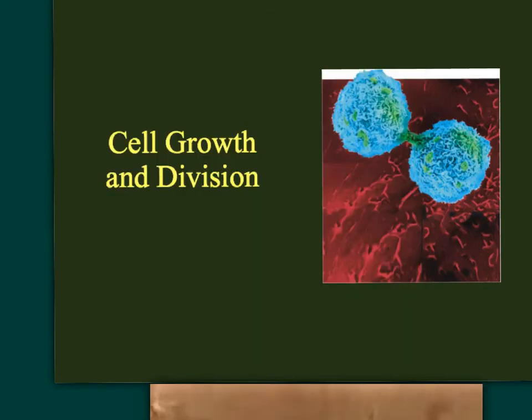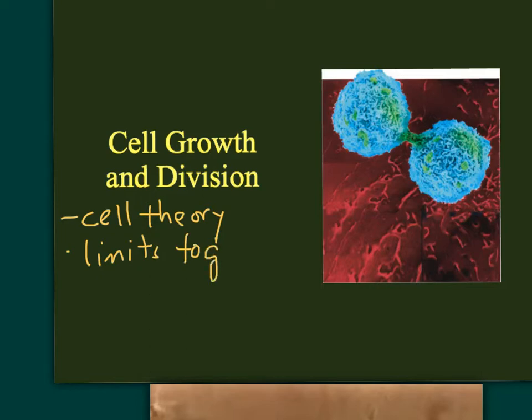So in order to talk about cell growth and division, there's a few other things that we need to cover. One, we'll have to talk about cell theory, which we might have talked about before. We'll get to that right next. We'll also need to talk a little bit about limits to growth. Cells can only grow so big. It cannot become gigantic. You don't see gigantic cells walking around.